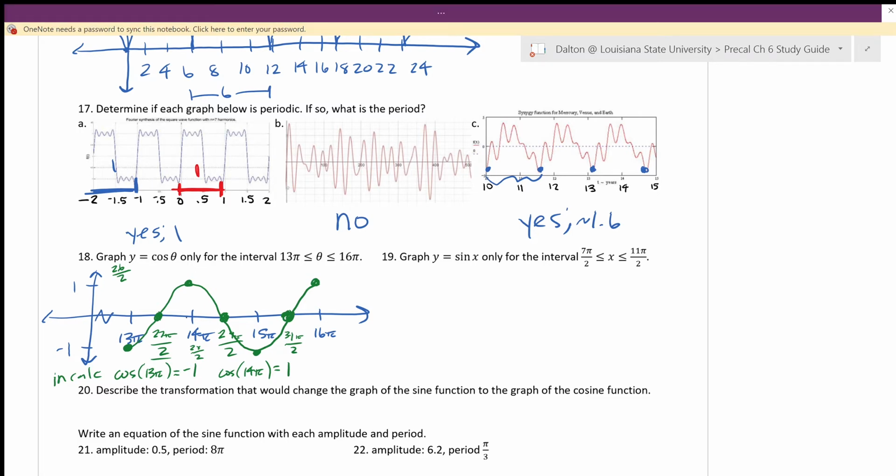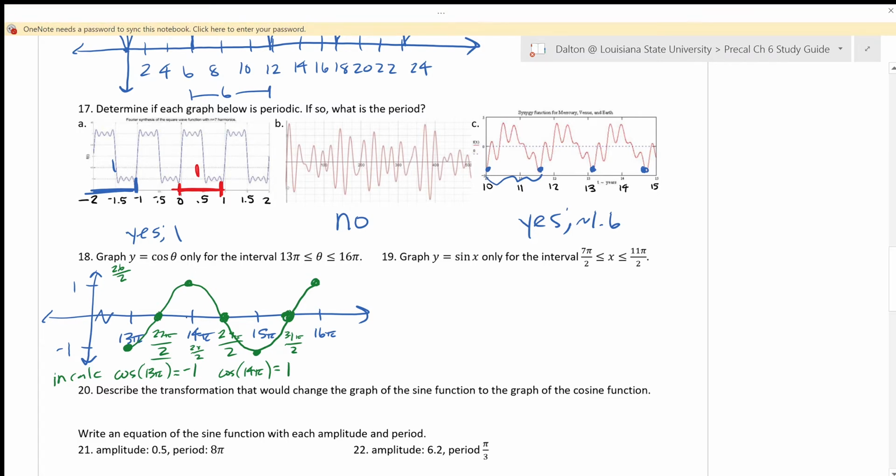Number 19 is like it, but it is for sine. So I want the parent function for sine, but only for the interval 7 pi over 2 to 11 pi over 2. So again, my y values are at 1, -1. I am skipping some stuff on my x-axis, and I only care to start at 7 pi over 2. So this time I'm starting off with a half.